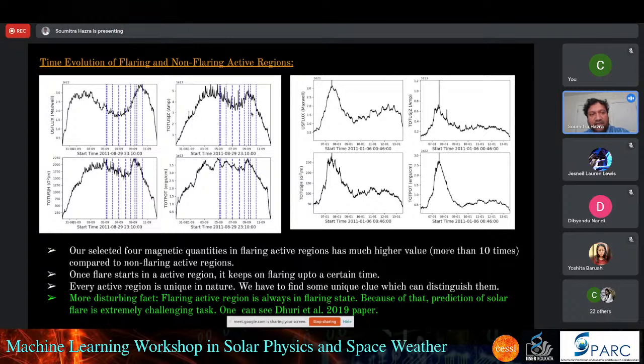And this is the unsigned vertical current, this is the unsigned helicity, and this is the total photospheric magnetic free energy density. In all cases, you see there is a lot of variation. Another interesting thing is that once flares start happening in an active region, it keeps on flaring for some time. However, in the non-flaring case, you see there are variations in all these parameters, but still it doesn't cause any flare. If you compare the values of unsigned flux and vertical current, you will see that all these values are much less in the non-flaring region compared to the flaring region.